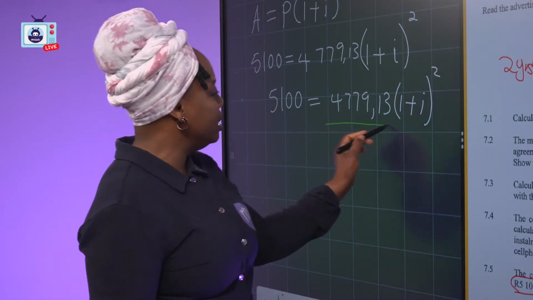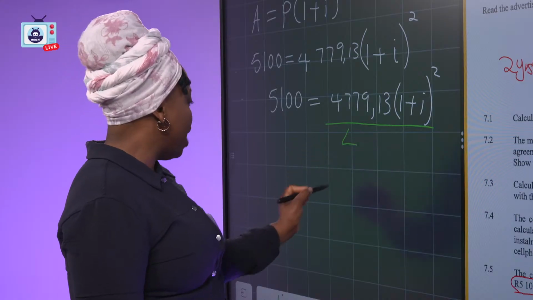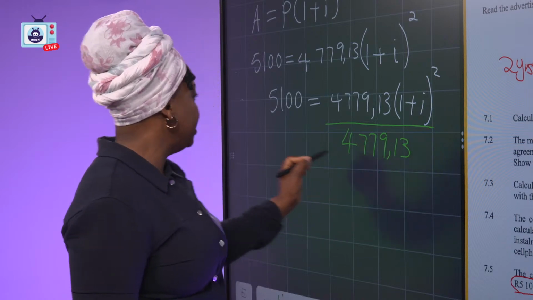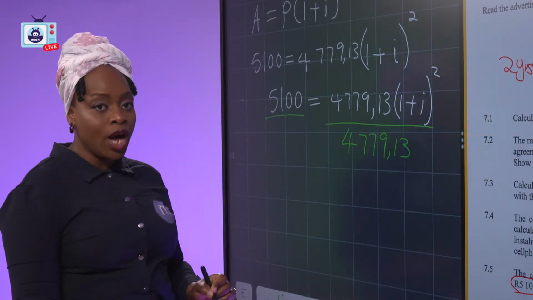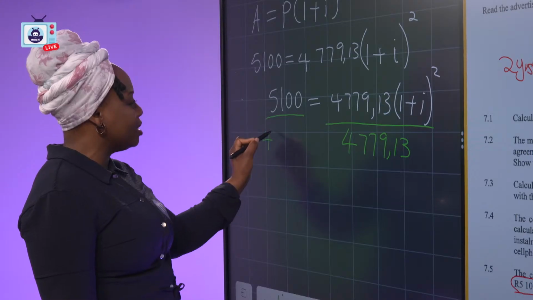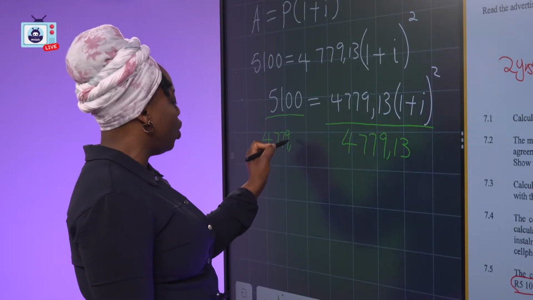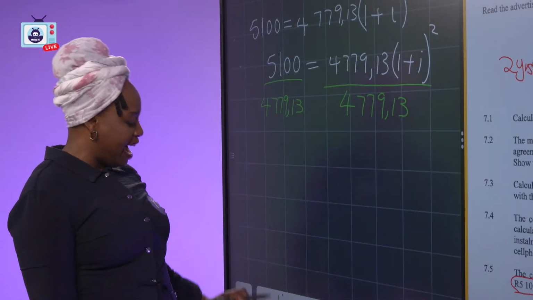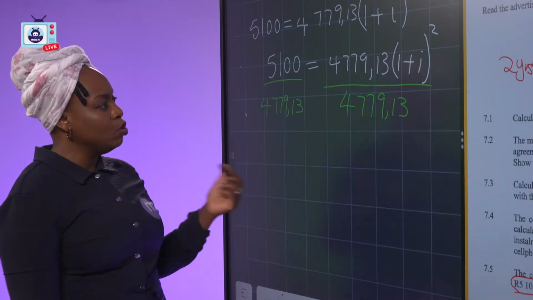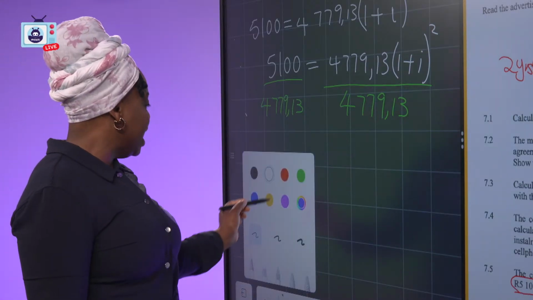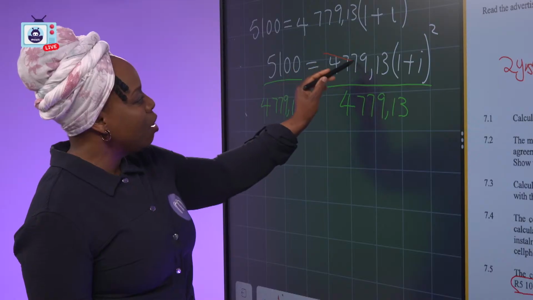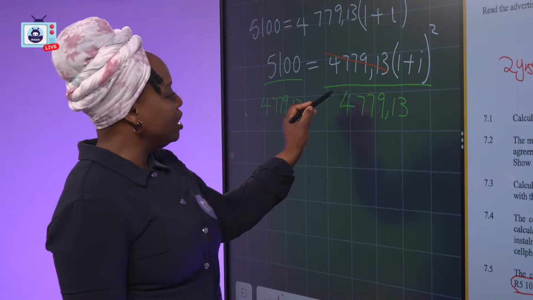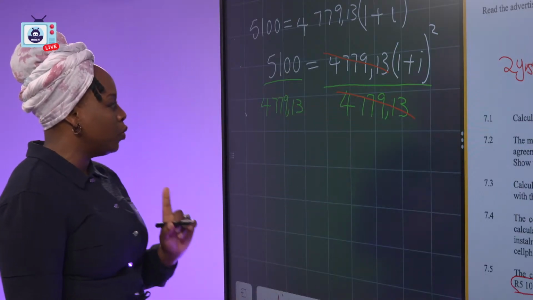So first I will divide both sides by 4,779 and 13 cents, as well as what I do on the right, I also must do on the left. It's not an option, it's a must do, right? So after I divide like that, then I can use my calculator, but I already know that on the right hand side, my 4,779 13 cents will divide like that, and I'll remain with 1 for that.